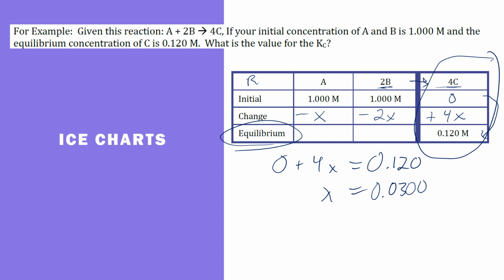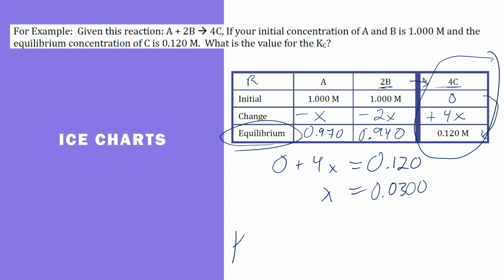So 1 molar minus 0.03 is 0.970, and then 1 minus 2 times 0.03 gives us 0.940 for the concentration of B. Now that we've plugged x back into our ICE chart, now it's time to use Kc.